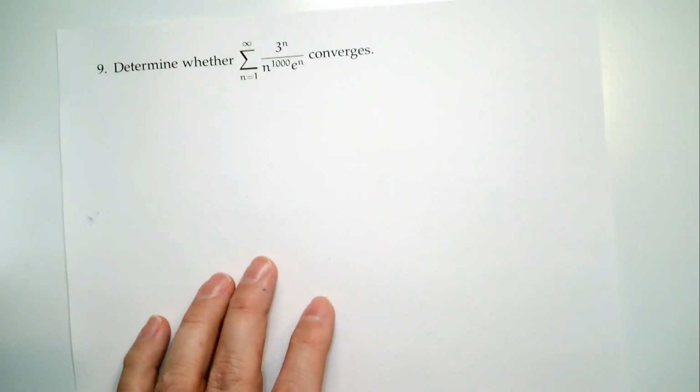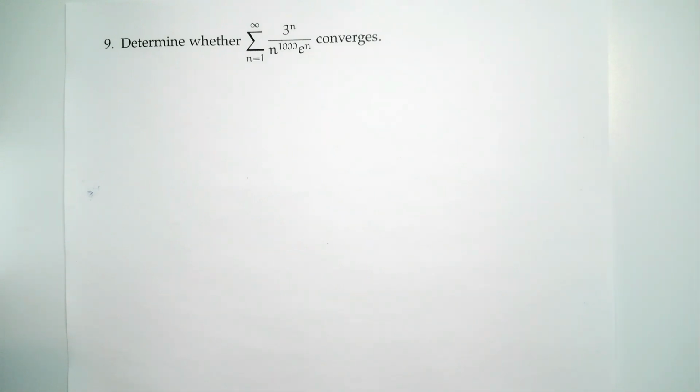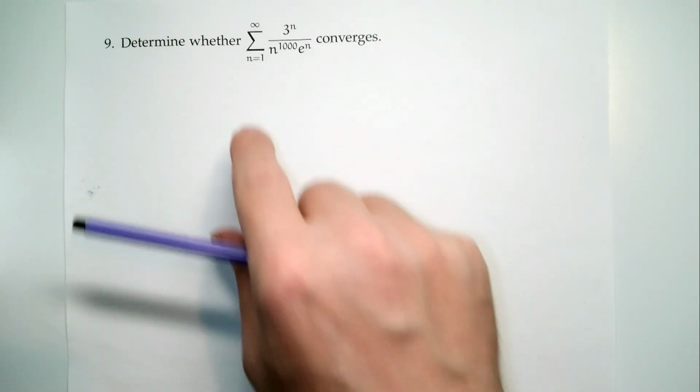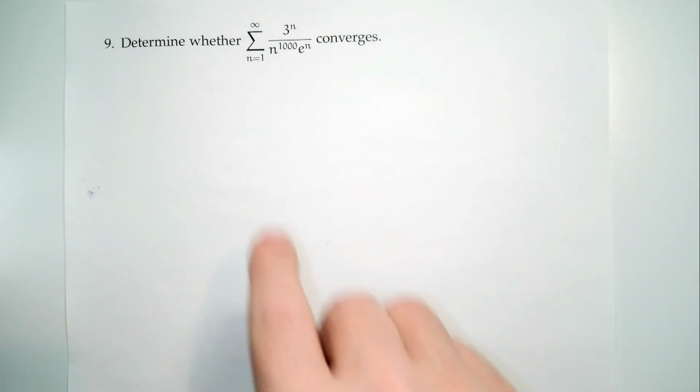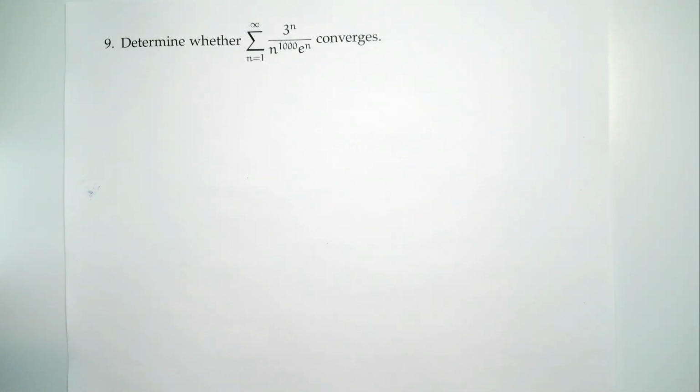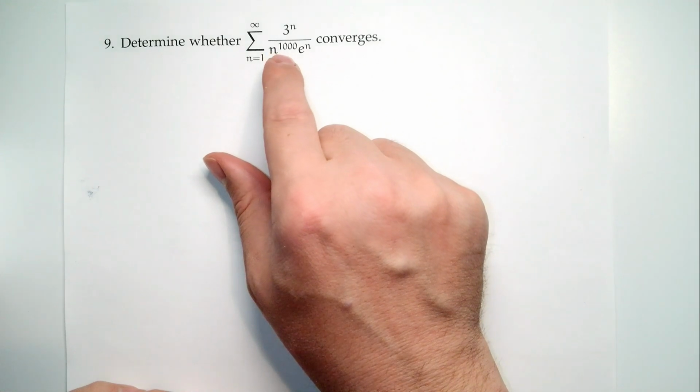Number 9. Determine whether the sum from 1 to infinity of 3 to the n over n to the 1000 e to the n converges. Well, n equals 1, that's 3 over e. That's not a big number, it's like 1 point something. N equals 2, that's 9 over e squared, I don't know, it's a smallish number, 8 point something. And 2 to the 1000, oh, huge.